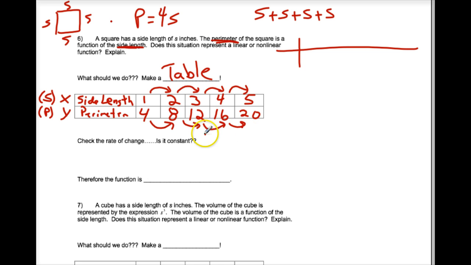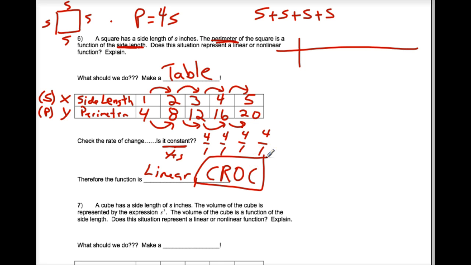Okay, 4/1. Is this linear or nonlinear, guys? Linear. Why? Because of the check for the rate. Is it constant? Yes. So therefore, the function is linear, and the reason is the slope, the constant rate of change, is always 4.